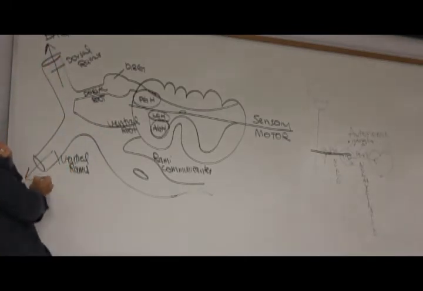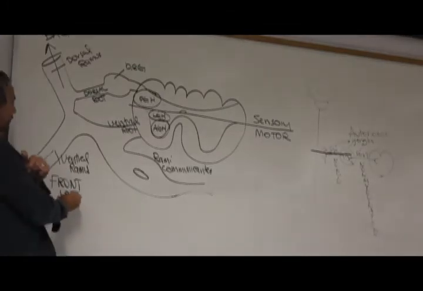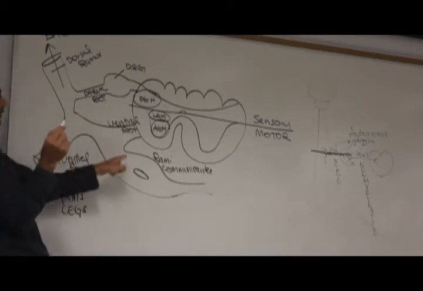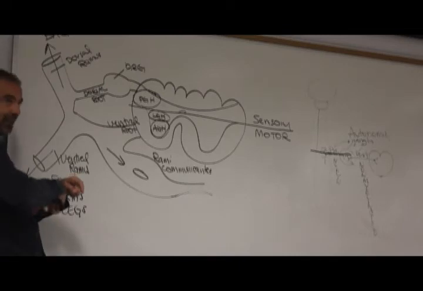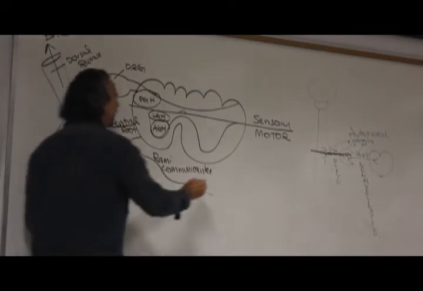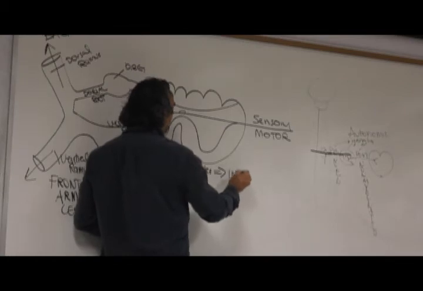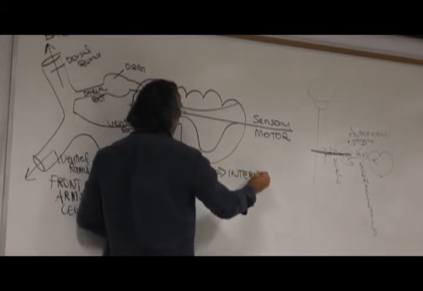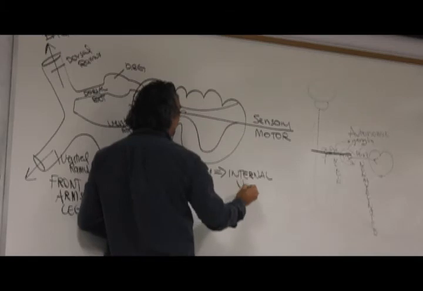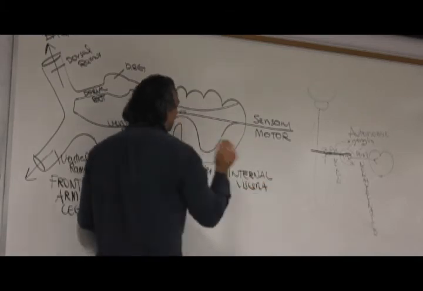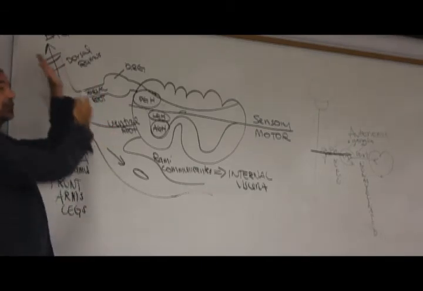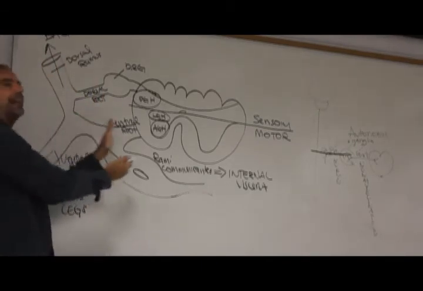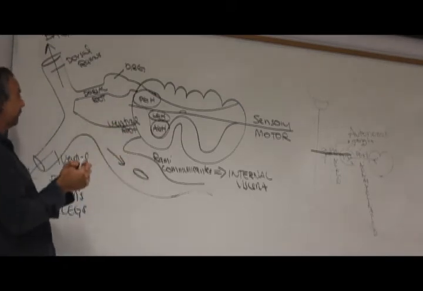What about my ventral ramus? Where does it go to? Front. Arms, legs. What about this pathway through here? Where does that go? It's all my internal stuff, my internal viscera. So heart, lung, liver, spleen, gallbladder, all those same things. Those are my three paths I get to pick after I leave my spinal cord. I can go to my back, my front, or my inside.